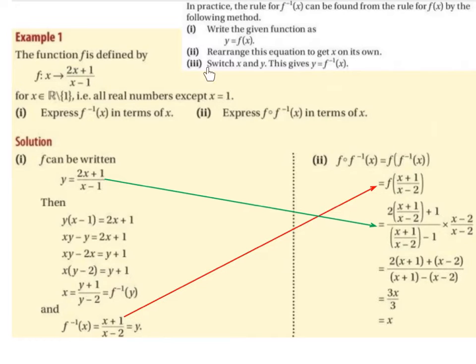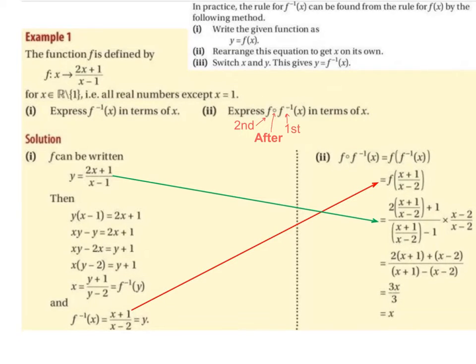And then step 3, switch x and y. This gives y equals the inverse function of x. So that x there gets swapped for that y. That y gets swapped for that x, and then both of those y's get swapped for both of those x's in the fraction. Part 2. Express f after the inverse function of x in terms of x.